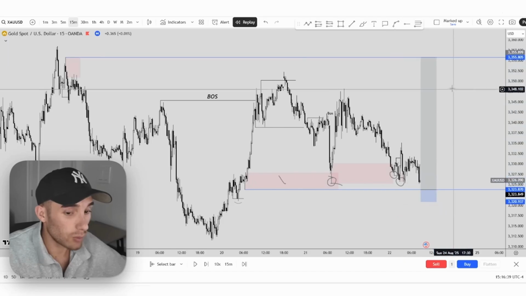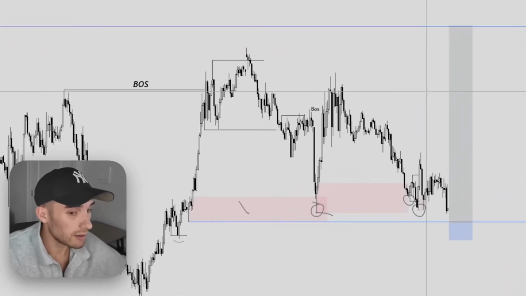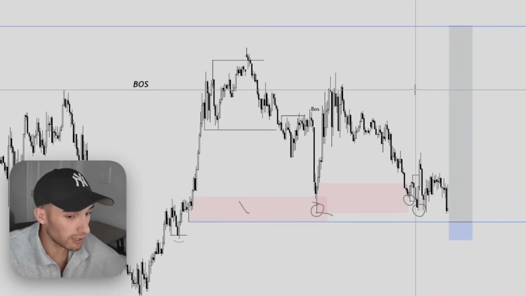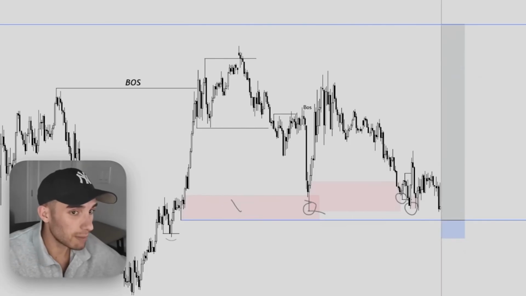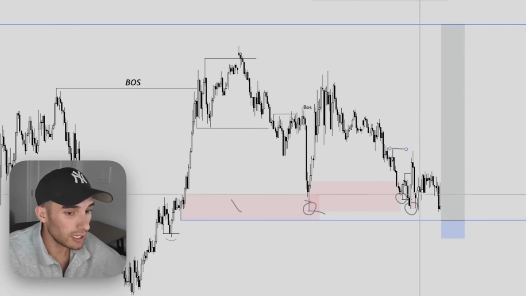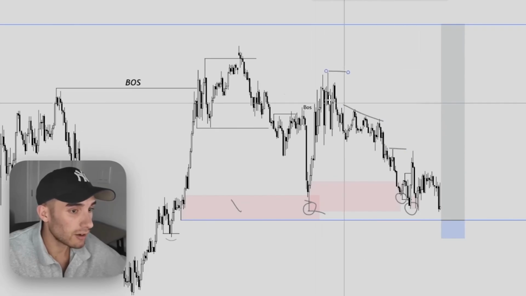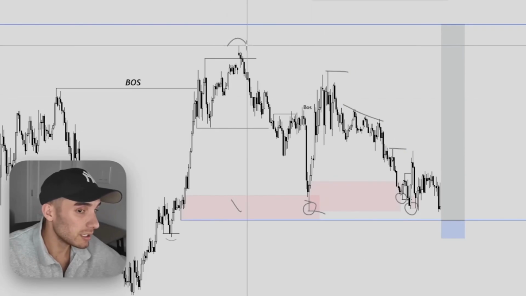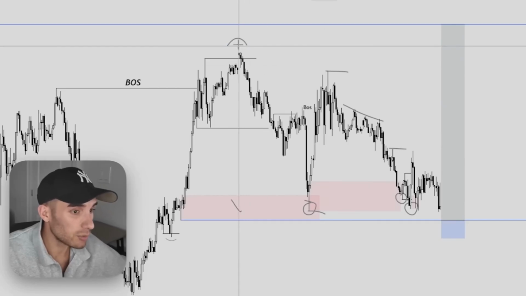And yes, it's quite a big target, so this could take the day to play out. It could take 2 days to play out. However, you have to follow step by step and understand, if we did take a long here, look at all the internal liquidity we've left. Look at all these highs here. Equals, trend line, another high up here. We could possibly get short-term reactions up here, which is fine.